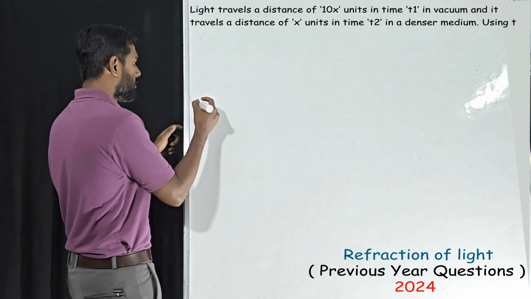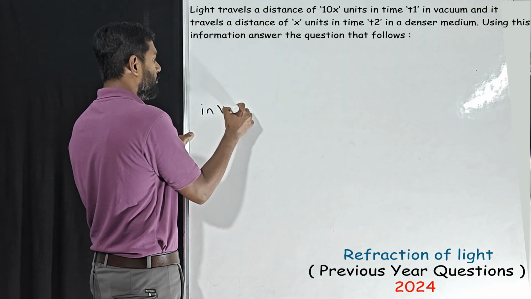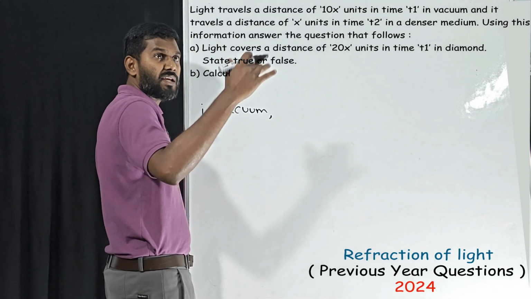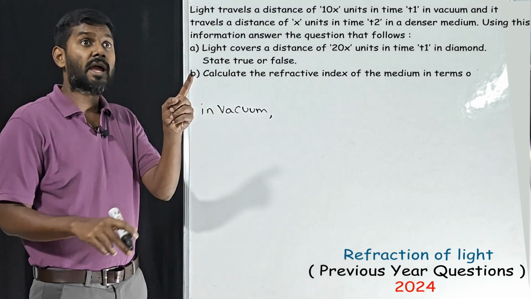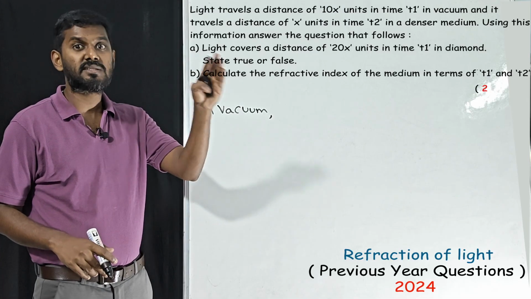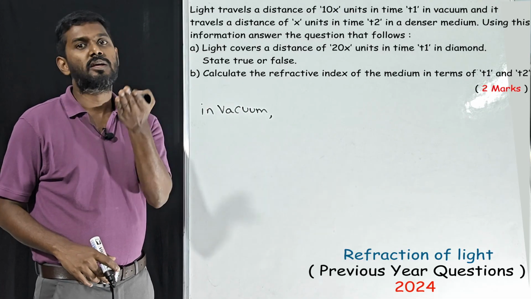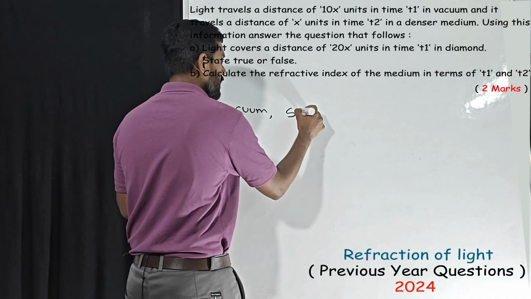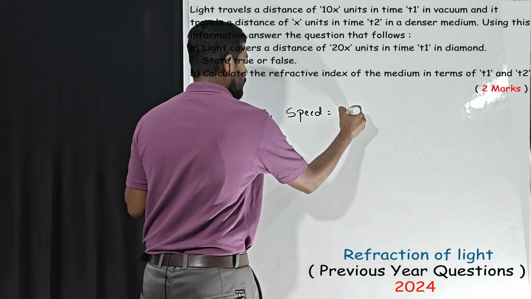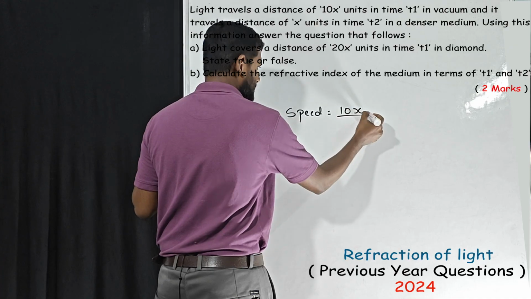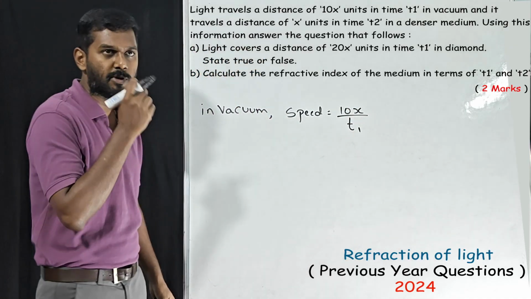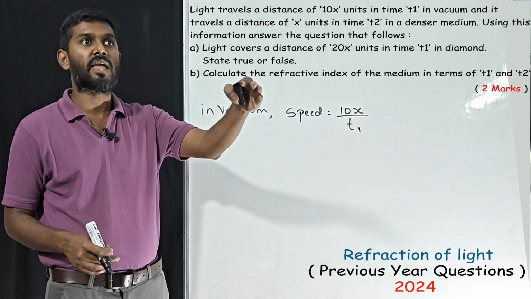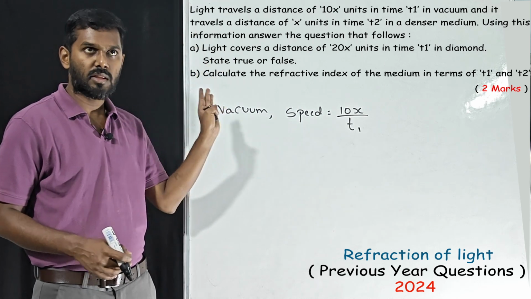Our next question: light travels a distance of 10x units in time T1 in vacuum. This is very much important. In vacuum, it travels a distance of 10x in time T1. Distance and time are given, so what can we find? Speed we can find, correct? In vacuum, speed is equal to 10x divided by T1, since 10x is the distance traveled in time T1.